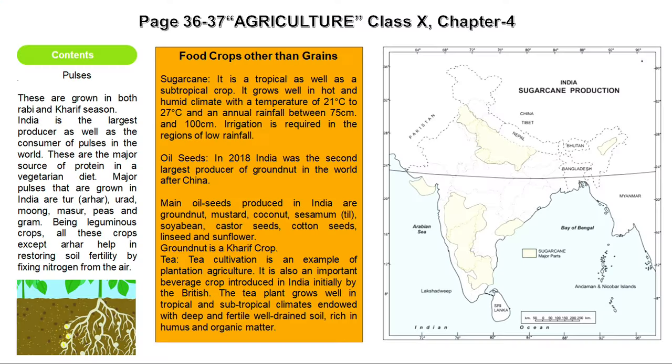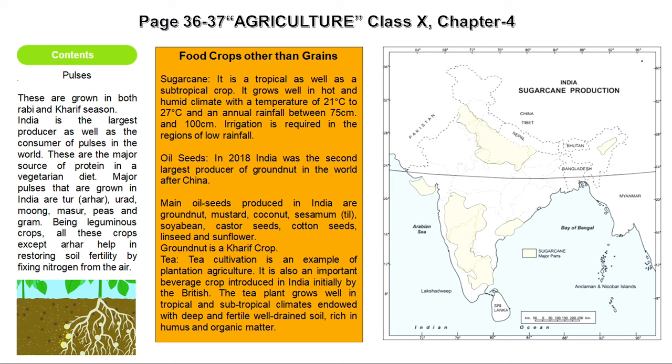Except arhar, the other pulses are leguminous crops. Means they have nitrogen fixing bacteria like rhizobium in their roots, and they fix the atmospheric nitrogen, which in turn helps in enrichment of nitrogen in the soil. So they are grown in rotation with the other crops basically. All right, sir. Okay. Fine.